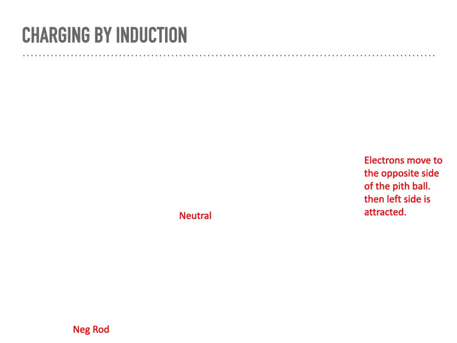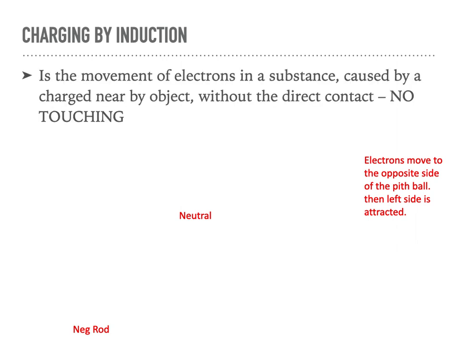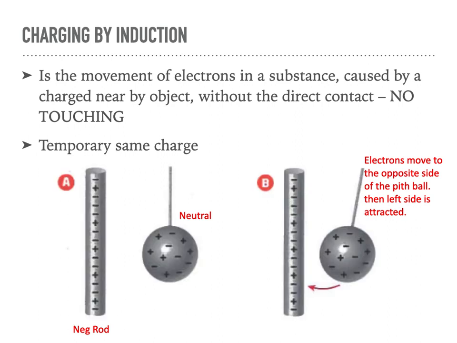So charging by induction, we're going to use the electroscope to show that. So charging by induction means that we charge an object, we bring it close to another object, but we do not touch. Okay, so there's no transfer of charge, just the movement of charge within that object. Okay, so here's an example. We're going to start with a negatively charged rod in A, and we're going to bring it close to the neutral charge of the pith ball.